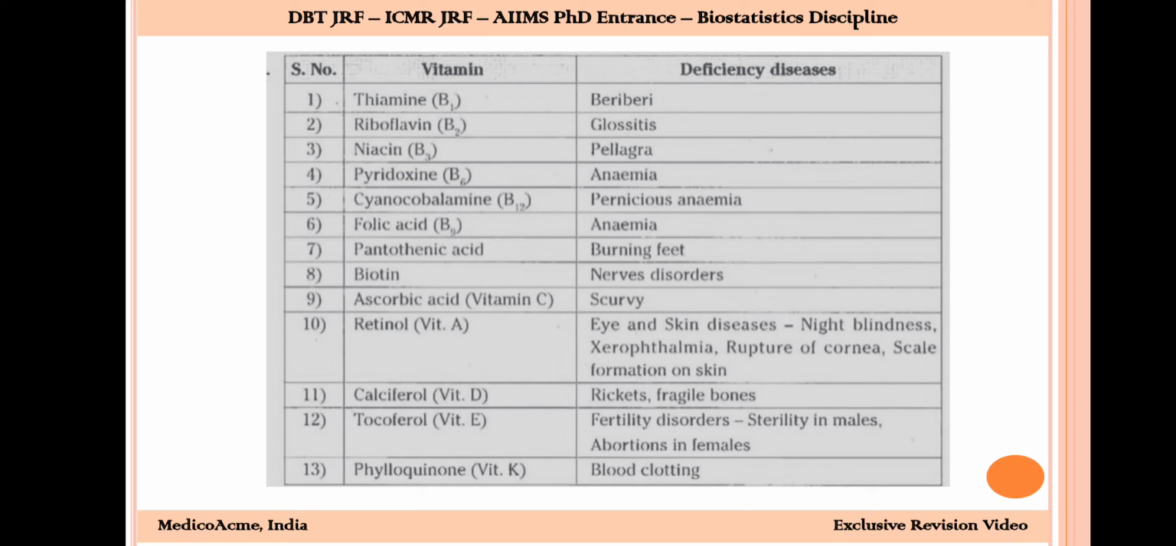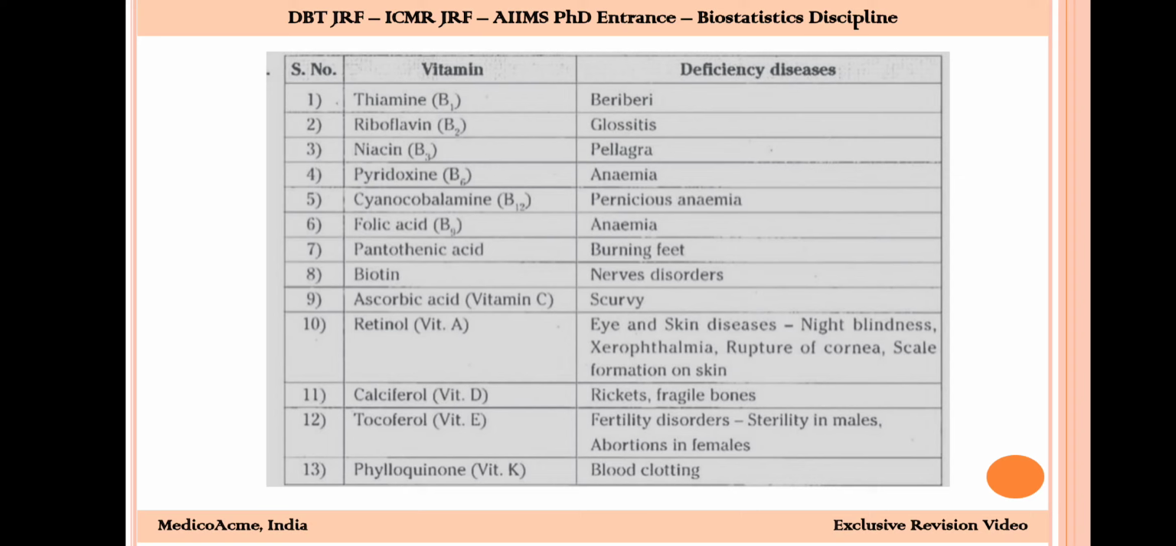Thiamine B1 causes beriberi, riboflavin B2 causes glossitis, and vitamin A deficiency causes night blindness. Niacin causes pellagra, pyridoxine causes anemia, and B12 causes pernicious anemia, very important. Folic acid B9 causes anemia, pantothenic acid causes burning feet, biotin causes nerve disorders, and vitamin C causes scurvy, very important again. Calciferol, that is vitamin D, causes rickets.